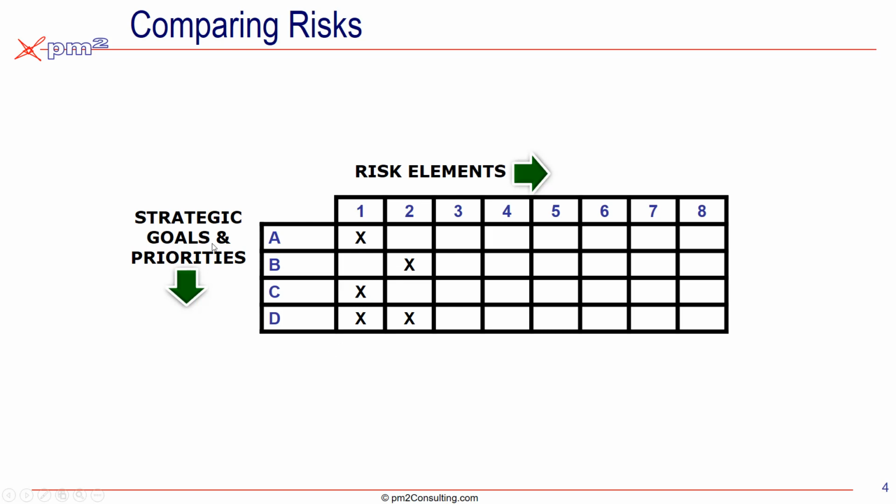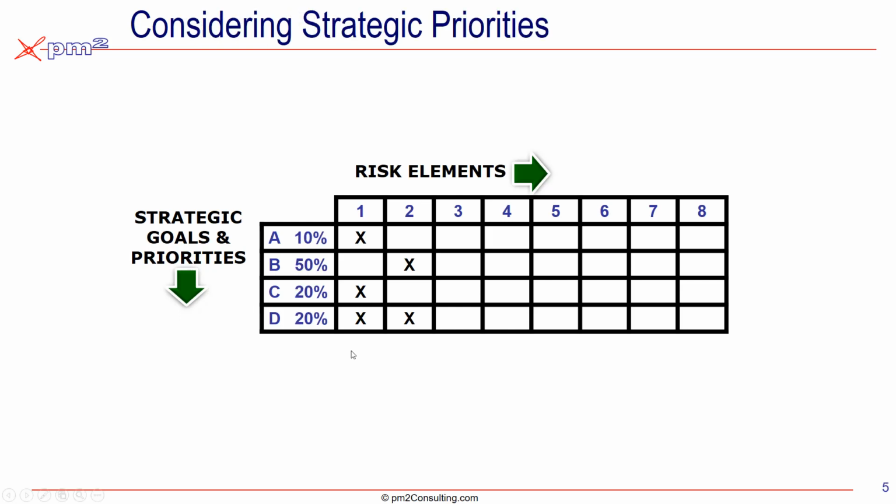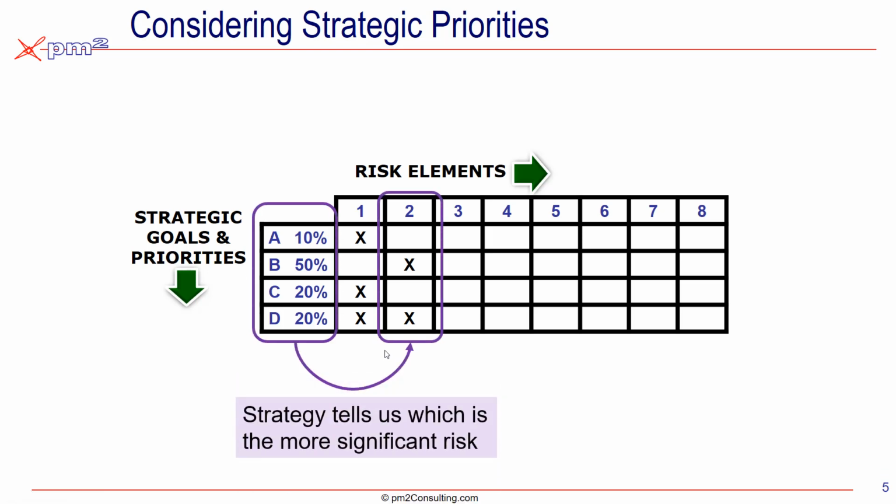But if we include the objectives' priorities, now which one is more important? Well, it might be risk 2 because it has impact on a 50% and a 20%. So it touches 70% of our strategy, whereas risk element 1 only does 50%. So the idea is the strategic priorities inform us of which the most important risk is.